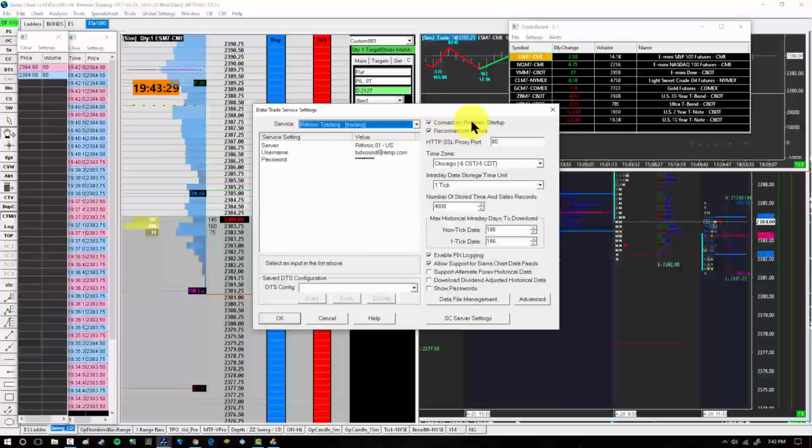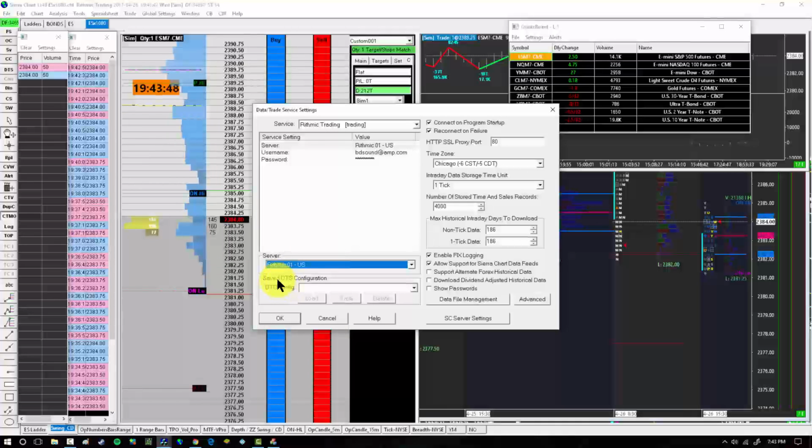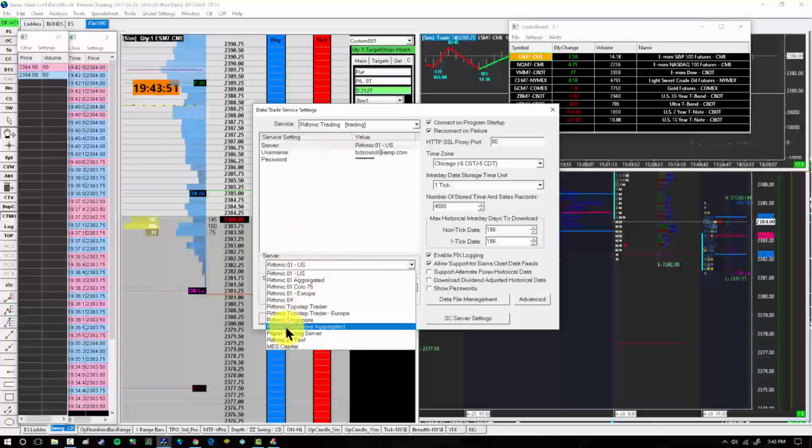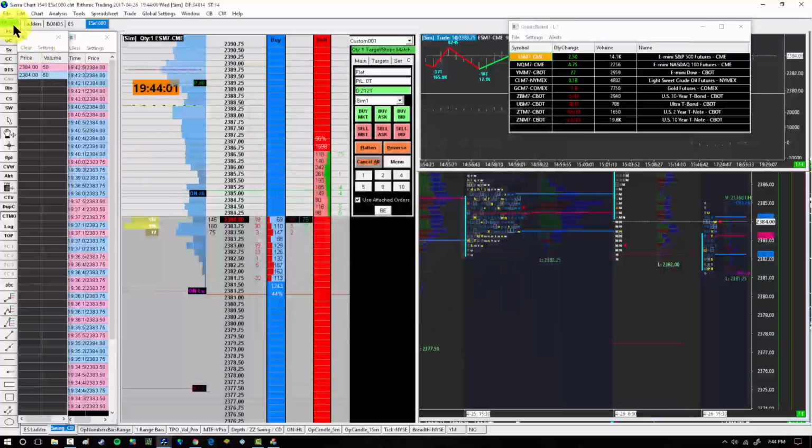Check connect on program startup, and also on server. You click on this, and it gives you the chance to change these things down below. So click on this, and then you change this to, I have it on a live account, but you would change it to Rithmic paper trading server. Getting tongue-tied here. Paper trading server, and then it'll work correctly for you. So you hit OK. It would start connecting up here.